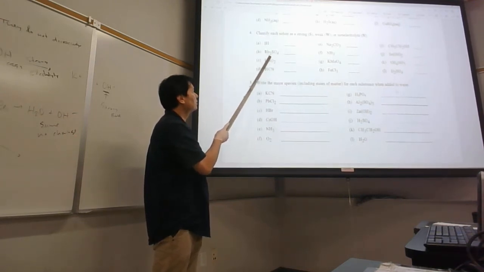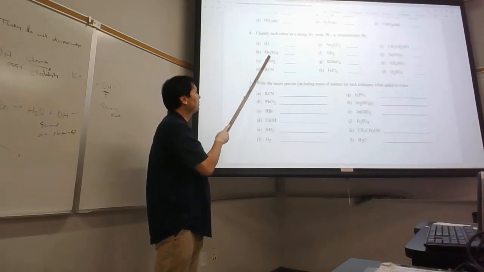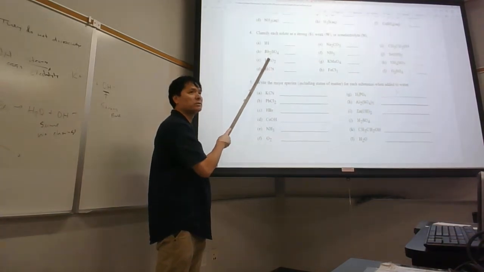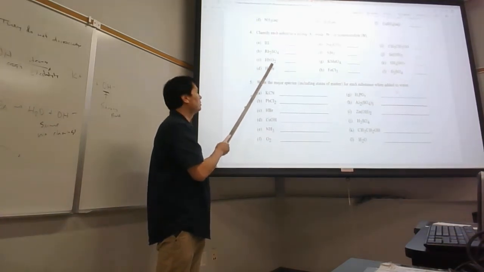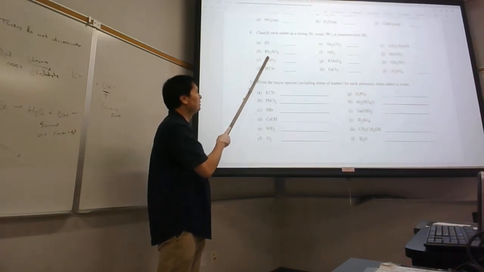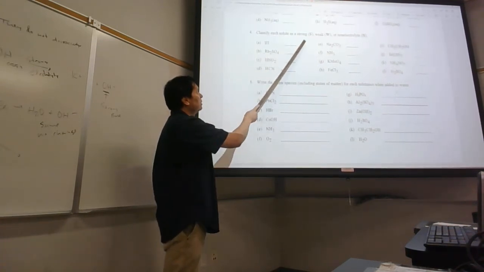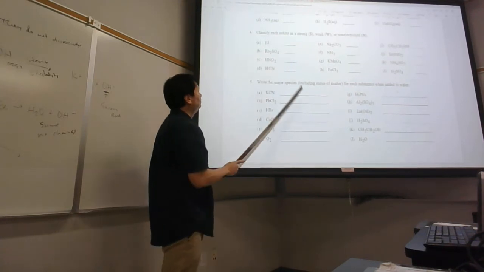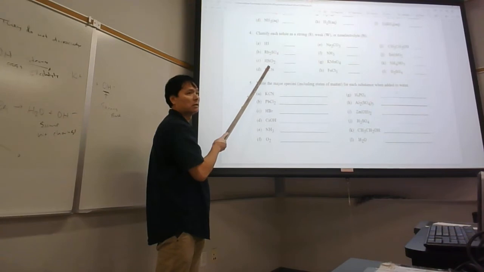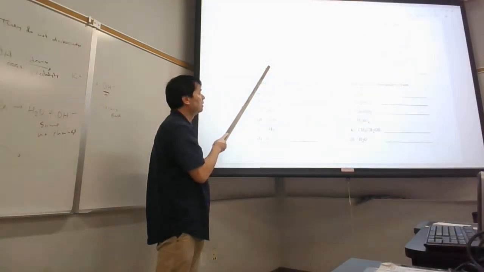Ionic or molecular? Ionic. This is molecular. This is ionic. All group 1 salts are soluble. And so rubidium is group 1. And so we don't even have to look at sulfate. This is soluble. Soluble salts are strong conductors. Yeah, strong electrolytes, strong conductors. What's this? HNO2.